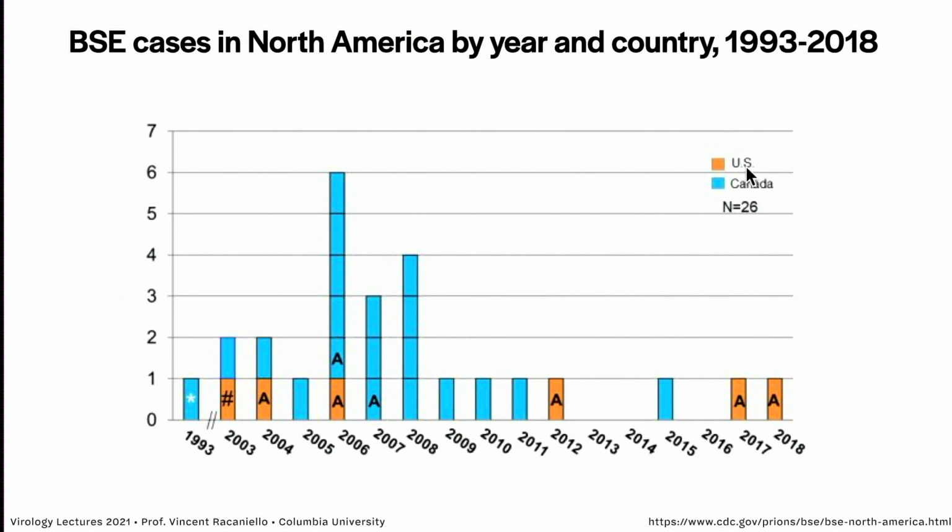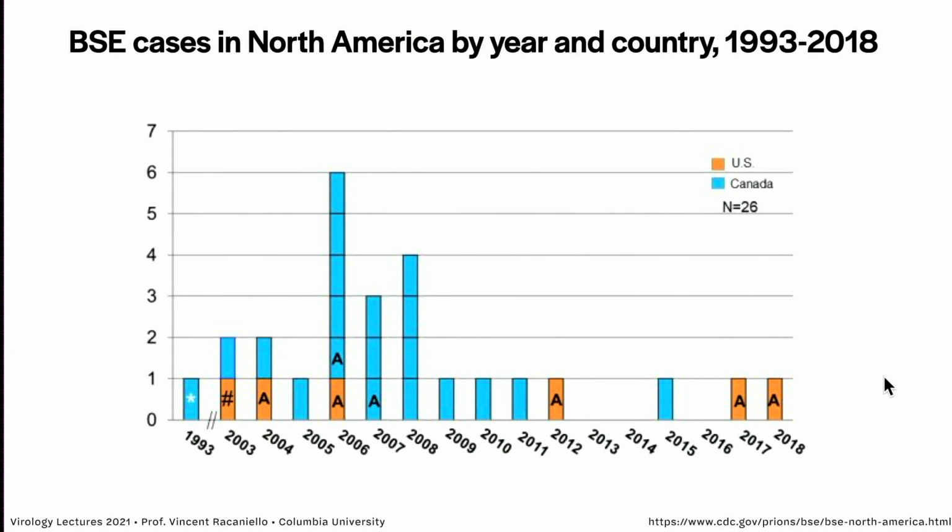So these are the number of BSE cases. This is in cows now in North America, Canada, and the U.S. from 1993 to 2018. The U.S. is orange, Canada is blue. You can see some years there are more than others, 26 in all.